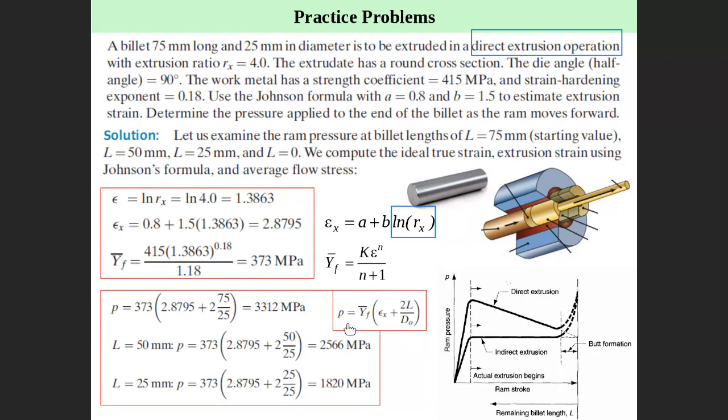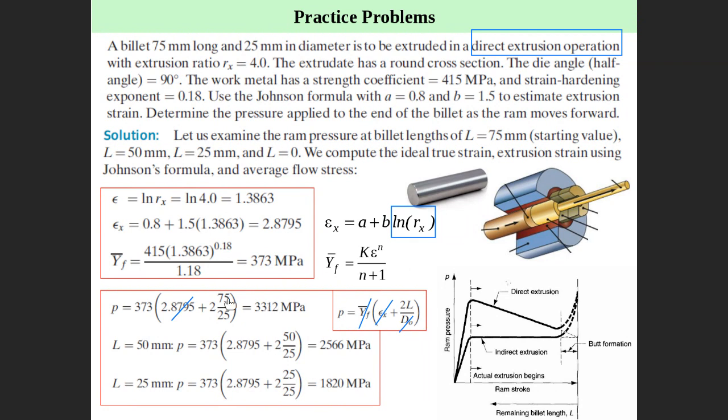Then go to the pressure. The problem says to calculate the pressure at different lengths. So pressure equals Y bar flow, already obtained, times epsilon x, already obtained, plus 2L divided by dO. dO is given, the initial diameter, which is 25 millimeters. All values are constant except L. L is variable: L equal to 75, L equal to 50, L equal to 25, and L equal to 0.